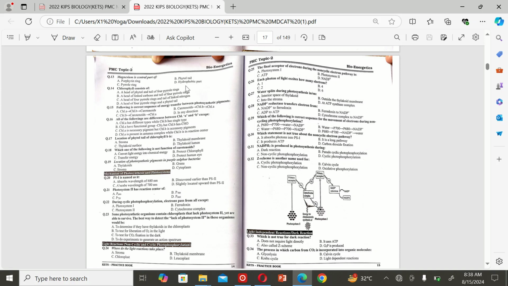The next MCQ is: magnesium is the central part of A. Porphyrin ring, B. Phytol tail, C. Pyrrole ring, and D. Hydrophobic part. So the correct option is A.